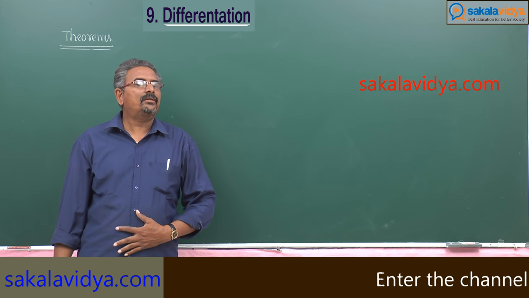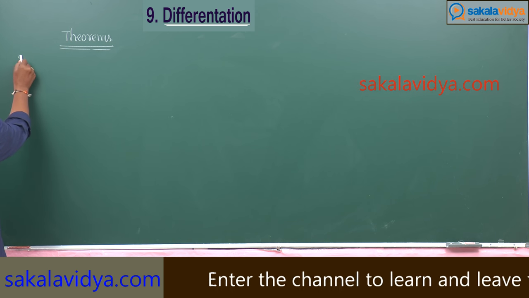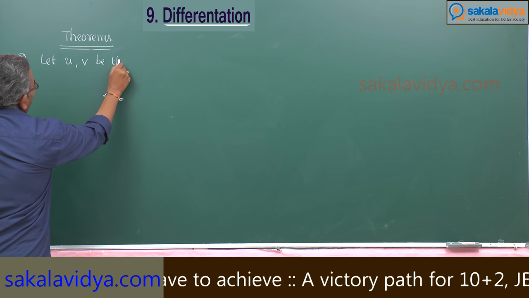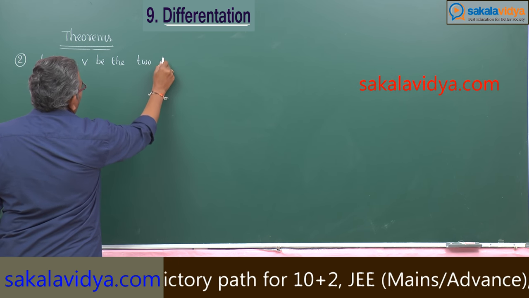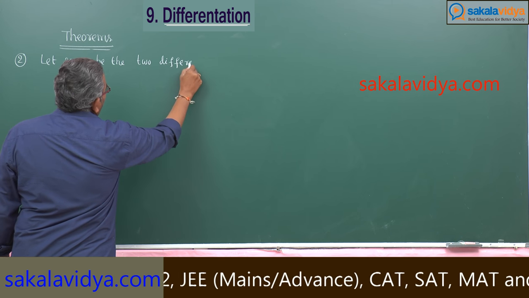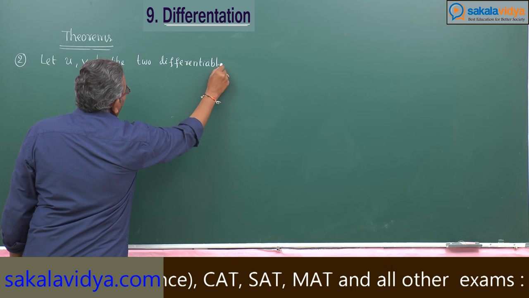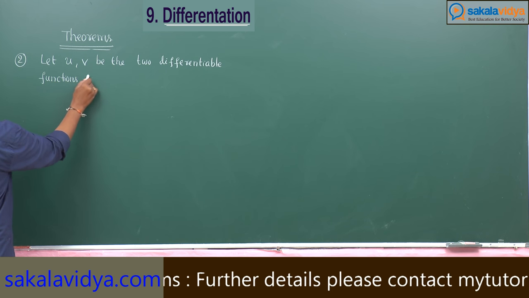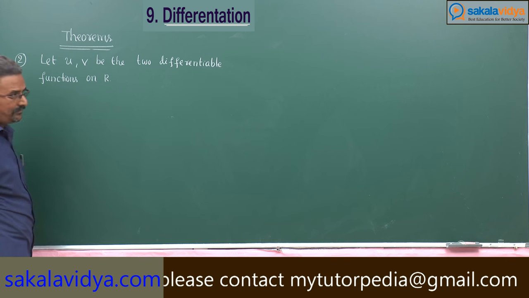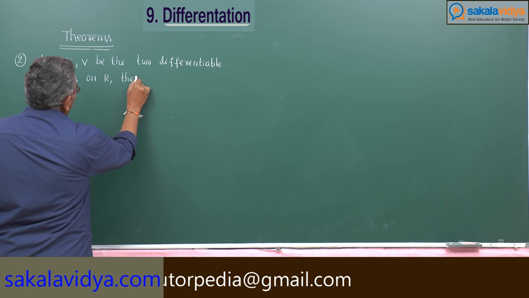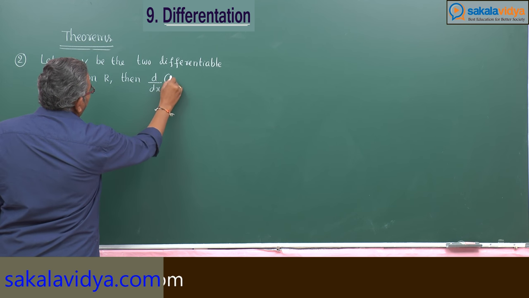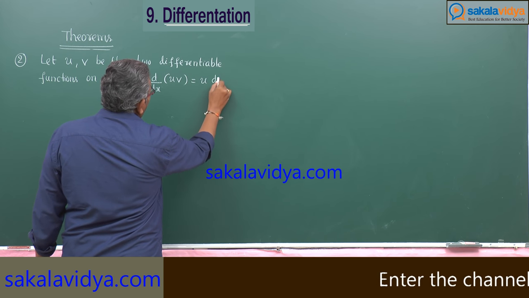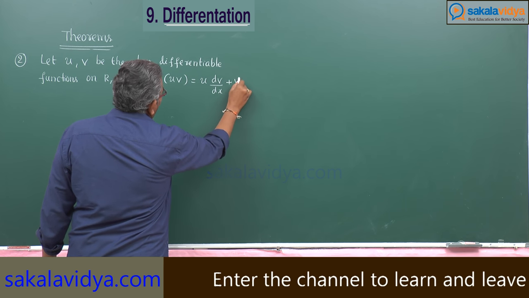Second theorem. So that is called product rule. So second one, let u, v be two differentiable functions on any interval, then d by dx of u into v, that means product of two functions, is equal to u into dv by dx plus v into du by dx.